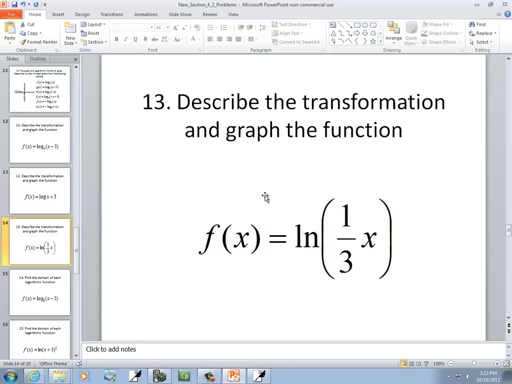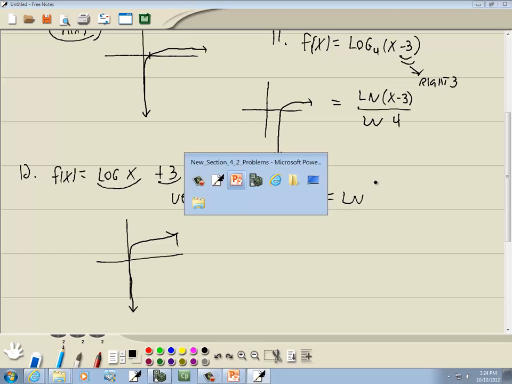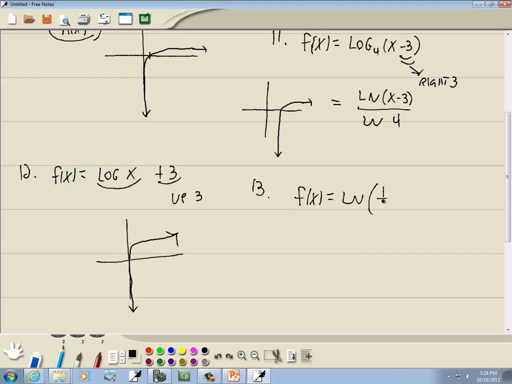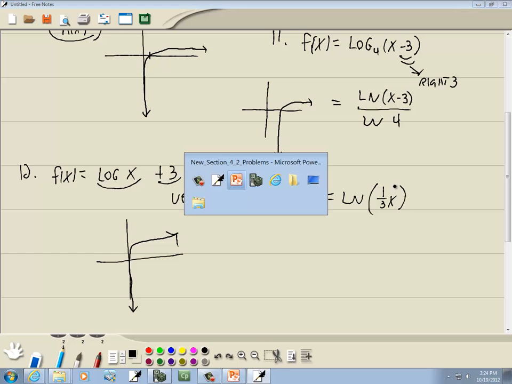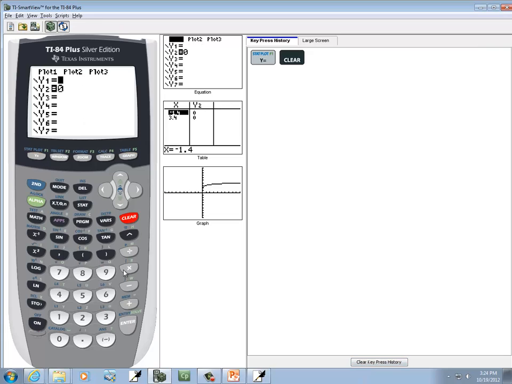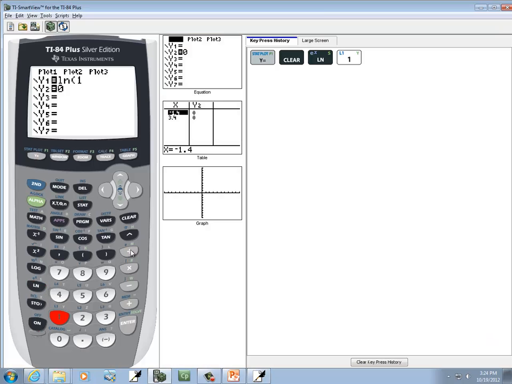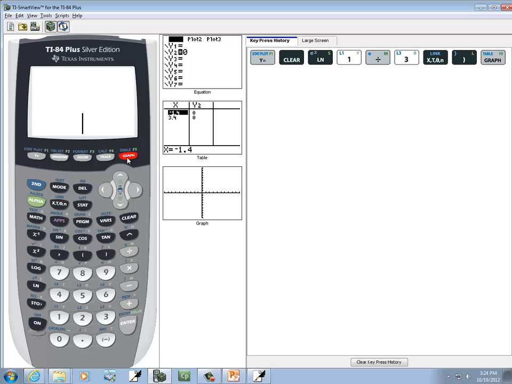13. We've got f of x is equal to natural log of 1/3 x. Now again, we don't need to use the change of base because we've got an ln button right here. So we can just plug it in directly. So I'll do y equals, clear, ln, and it's 1/3 x. So do 1 divided by 3 x, and then closing parentheses, and then graph.